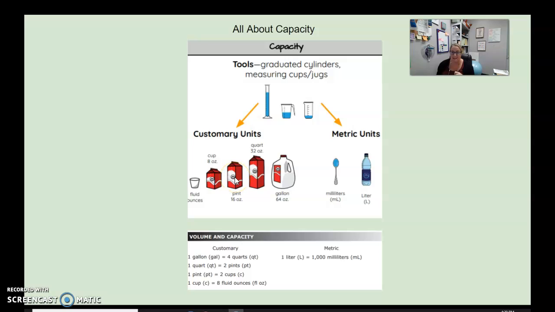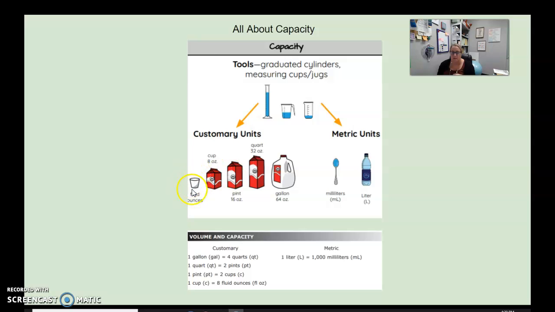Then we have a pint. A good way to remember this is 2 cups stacked on top of each other. A quart would be like 4 cups stacked on top of each other. And then a gallon is actually 8 cups stacked on top of each other. And I always think about like a gallon of milk or a gallon of paint or different things like that.